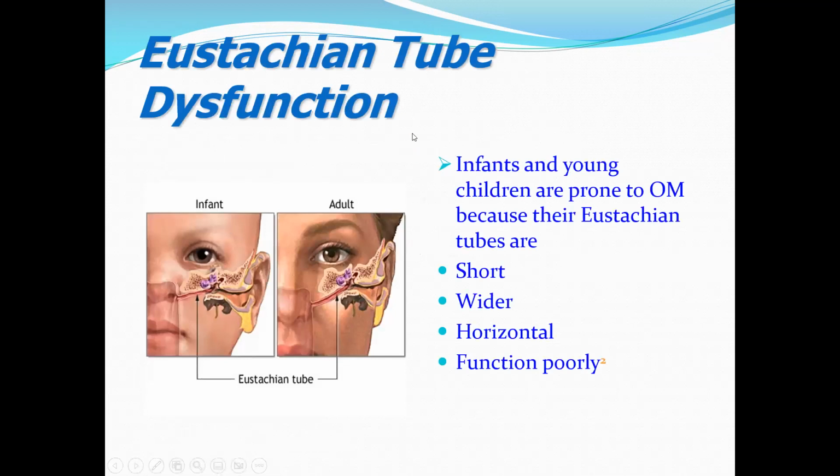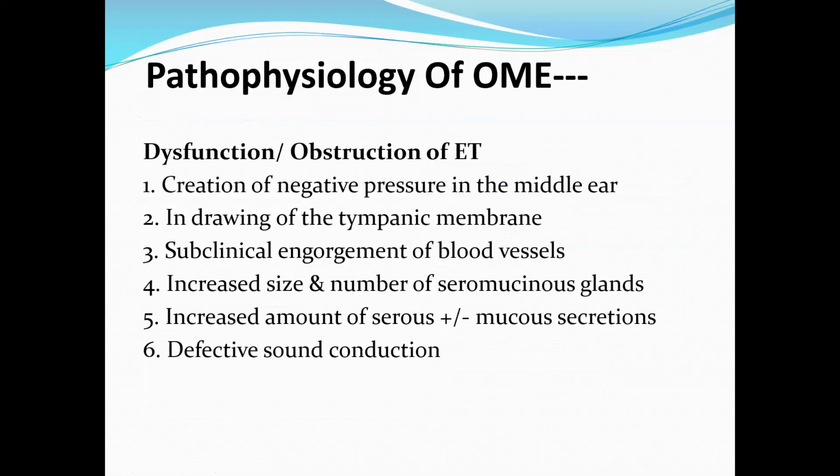So why are infections and this disease common in children? Because of the short, wider, and horizontal eustachian tube. In OME, the most important reason is that the function of the muscles is poor, so the tone of the muscle is low. So this disease is really seen in children. Now pathophysiology, we will discuss each disease one by one.